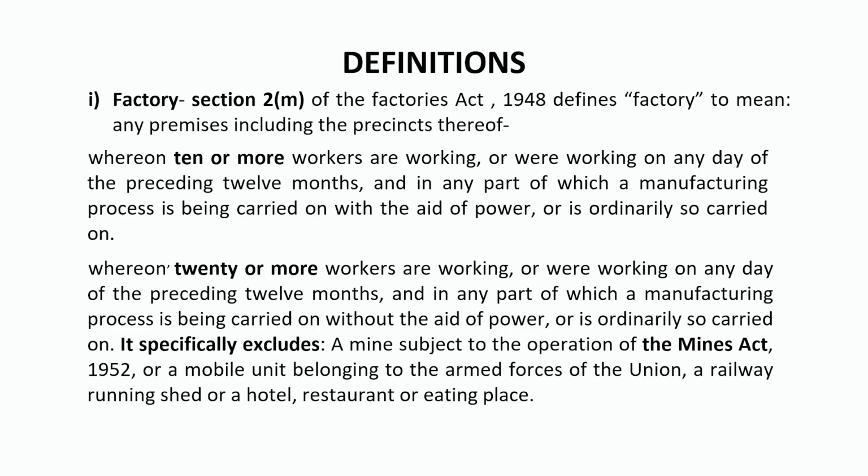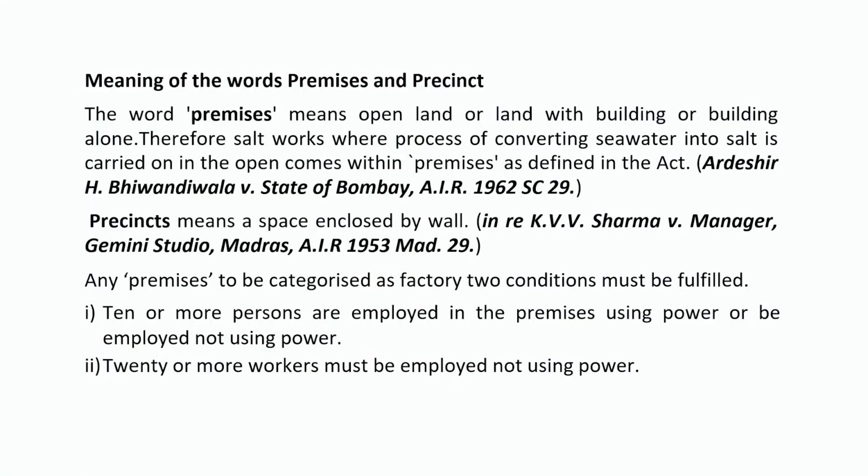Under this act, we are saying that there has to be premises and precincts. Premises means those who are doing the work on open land or land with a building; then we can say they would come under the definition of the factory. For example, if workers are manufacturing salt from sea water, converting the sea water into salt on open land, that would come under the definition of the factory. On the other hand, precincts means any space which is enclosed by walls. So those who are doing the work within closed walls would come under the definition of the factory.